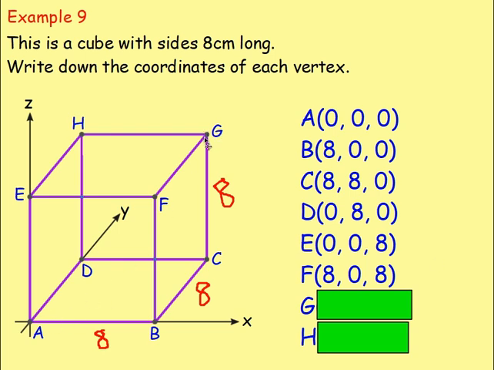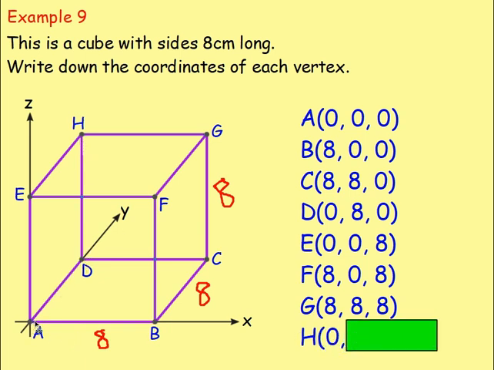For G, to get to G, we're coming along 8, we're going back 8, and we're going up 8, so that would be 8, 8, 8. And for H, to go from A to H, think how far along do you go, how far back do you go, and how far up do you go? Well, you're right, you're going along 0. We don't need to move along that way. We just need to go back 8 units to get us to D. And then we have to go directly up 8 units. So we'd have 0, 8, 8.